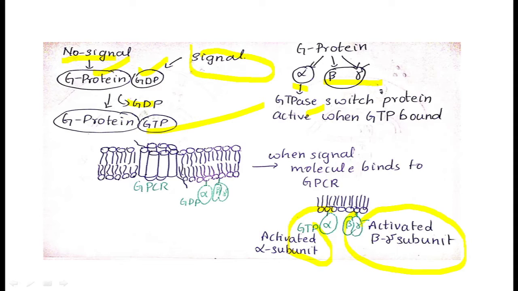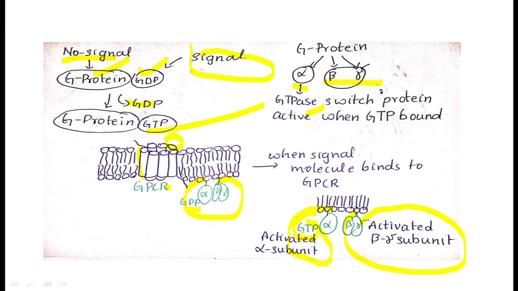This is your serpentine GPCR. GPCR is G protein coupled receptor. This is your G protein. Whenever a hormone or a ligand comes and binds to the GPCR, this GDP is replaced by GTP. This replacement of GDP by GTP causes the activation of the alpha subunit and also the activation of the beta gamma subunit. That is when your signal transduction pathway begins. This is a very important topic you have to understand.